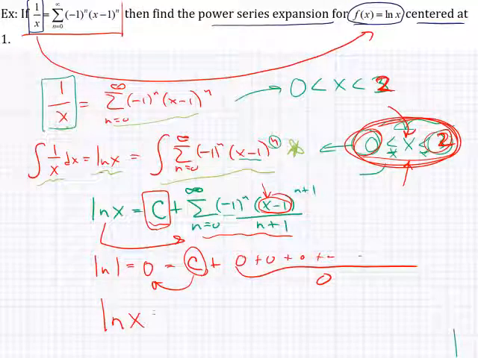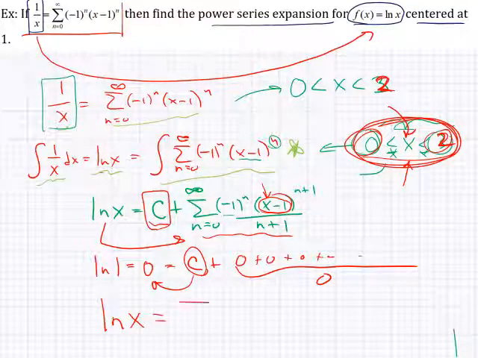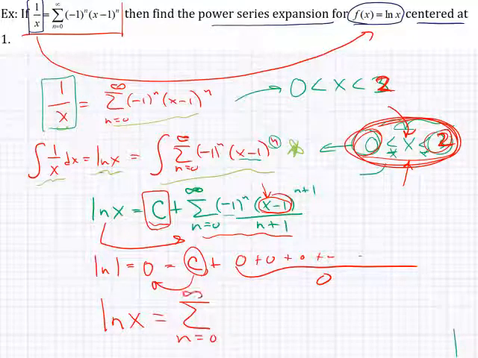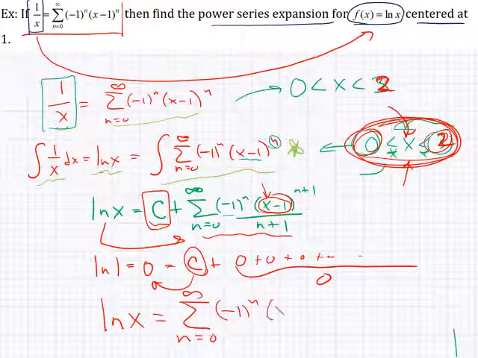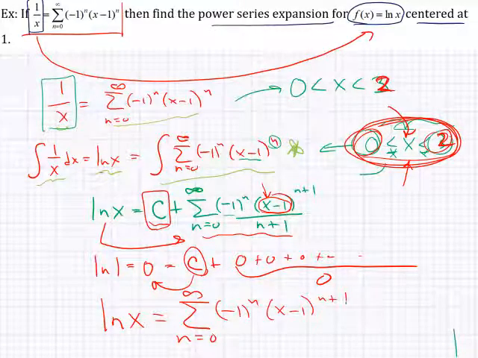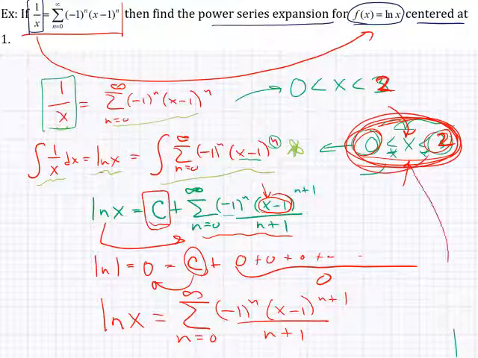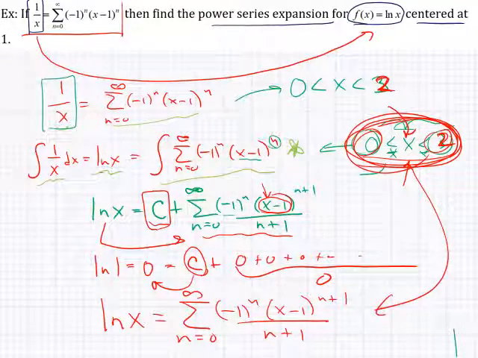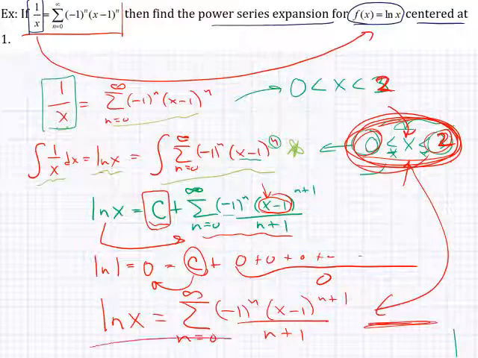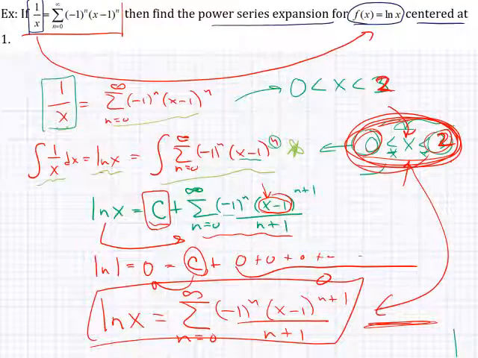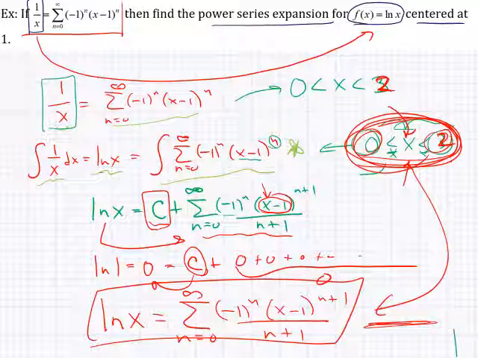I can do log x equals, get rid of the c because c is 0, the sum of n equals 0 to infinity of -1 to the n, x minus 1 to the n plus 1 over n plus 1. And I have a basis for what the interval of convergence for that would be. The only questionable part would be possibly the endpoints, but as long as I stay away from the endpoints of the interval, I have a bunch of x's inside that I know this is going to be true for. And if I wanted to additionally test the endpoints to figure out exact interval convergence, I could do that as well.